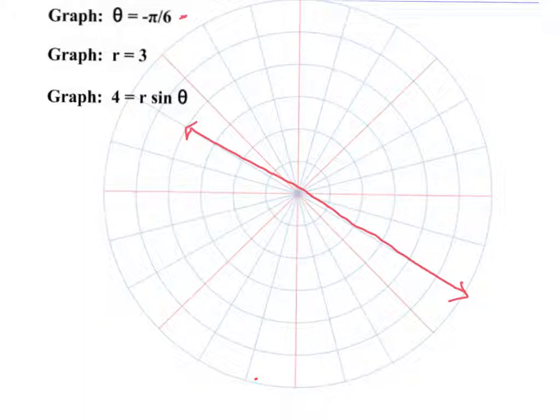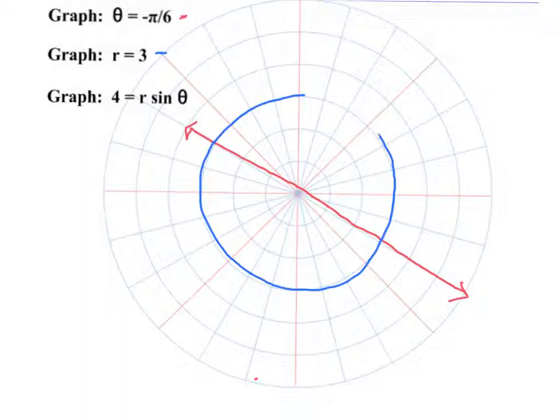The next one is r equals 3. And this one, a lot of times people get the fact that, okay, if the radius is always 3, then wouldn't that just be a circle? It absolutely would. And I'm sorry that I can't even trace this into a perfect circle, but you will get the idea that that is r equals 3.